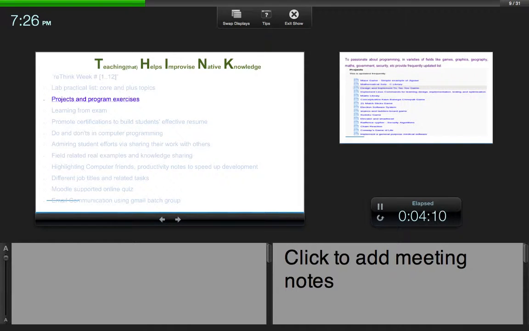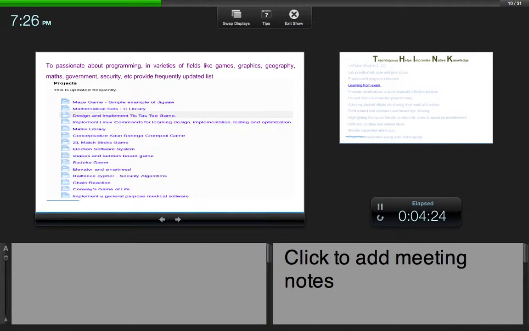Next, many students come to us and ask, sir, can we have more programs? That shows their interest. To quench their thirst, we thought of projects and program exercises. We will have a list of projects. Of course, it is updated frequently as we go through the semester with discussion with students and other faculty. We will have a list of projects mentioned on Moodle with the requirements and related information. And this involves a variety of fields like games, graphics, geography, maths, government, security, anything.